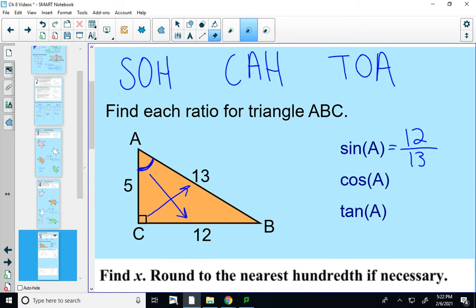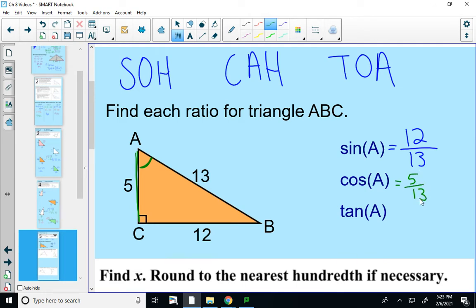Then I want to find cosine. Cosine is adjacent divided by hypotenuse. And adjacent just means next to. So this is angle A. Technically, there are 2 sides next to angle A. We've got AC and AB. But we know AB is the hypotenuse. So the adjacent side is going to be AC. And then the hypotenuse, I just told you, was AB. So that relationship would be 5 over 13.